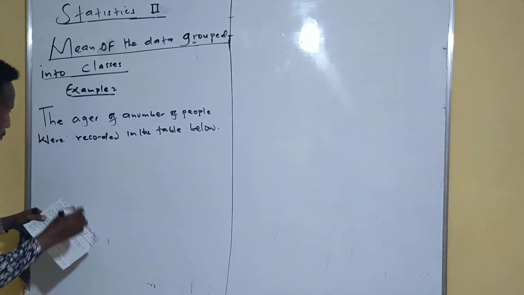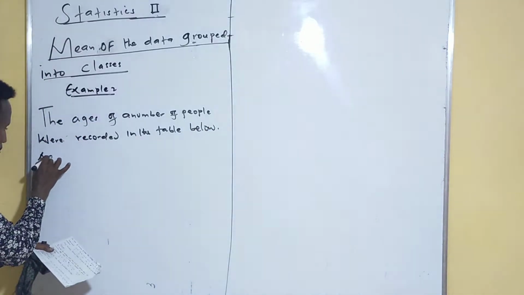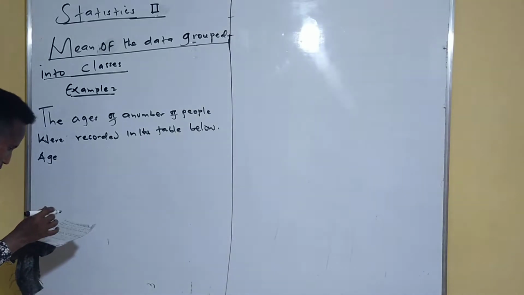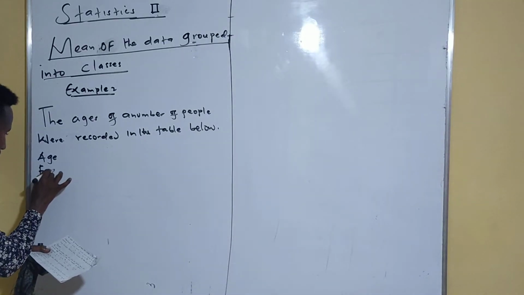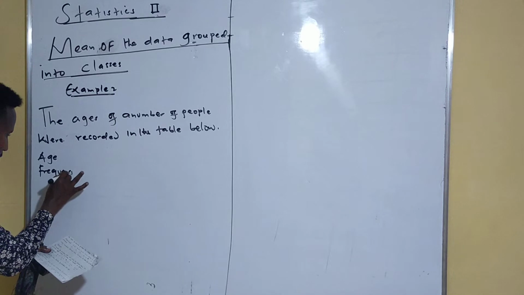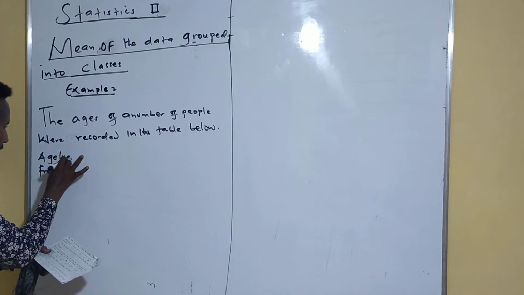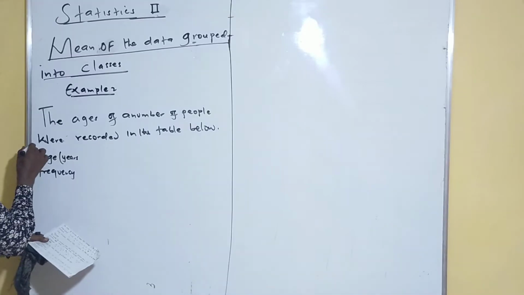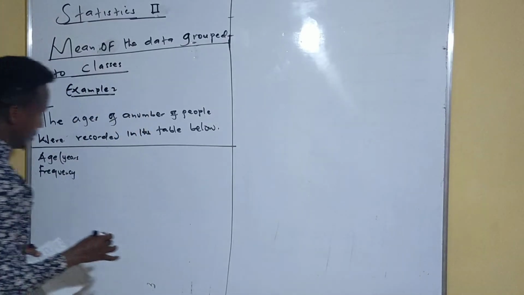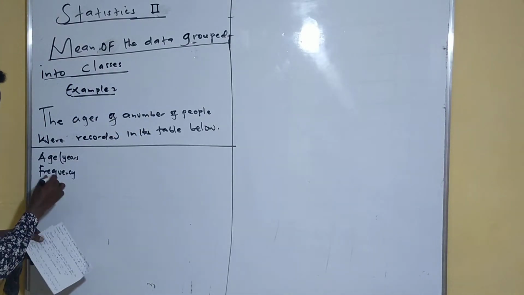So this is the table. We have age, and under that we also have frequency. Age in years. So let's come up with our table.